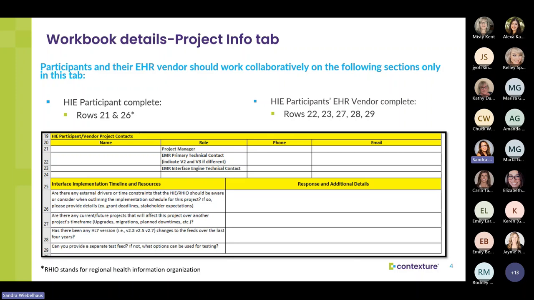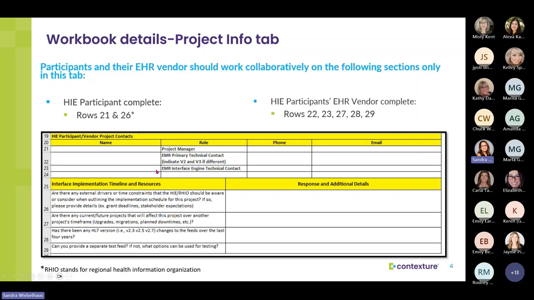What we need from you are your contacts, HIE participant contacts, and your vendor contacts. For example, if you have people internally, IT folks, project managers, please make sure to put that information in rows 21 through 24. If you have your vendor contacts, you can add that information in there as well. If the role does not fit who that person is, you can always change the role to whatever that person's title is. That's not a problem.